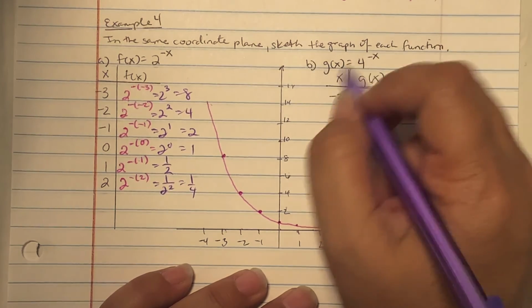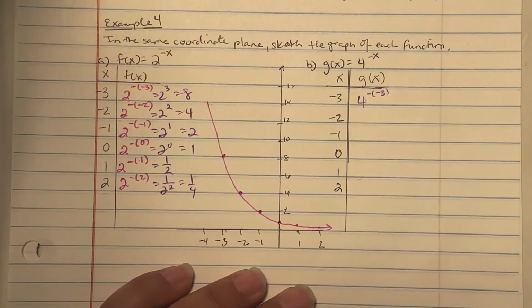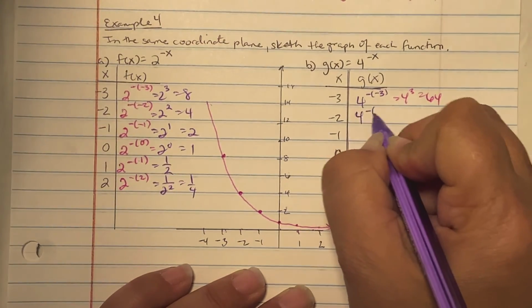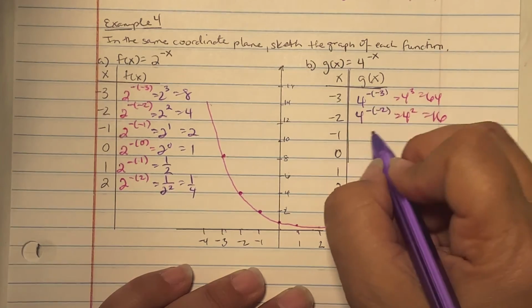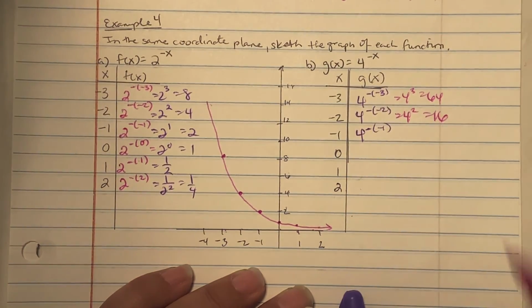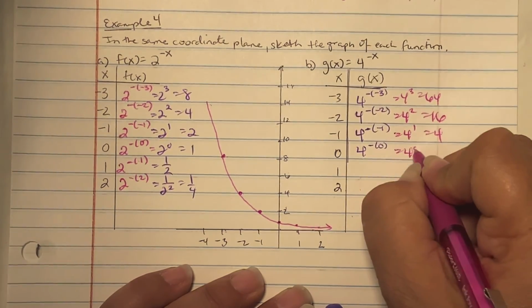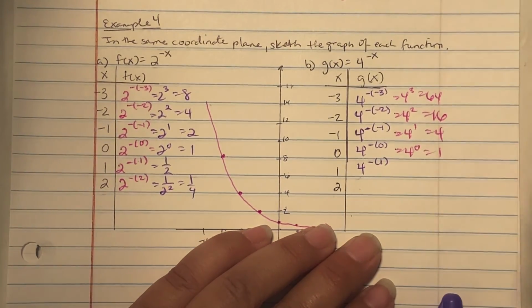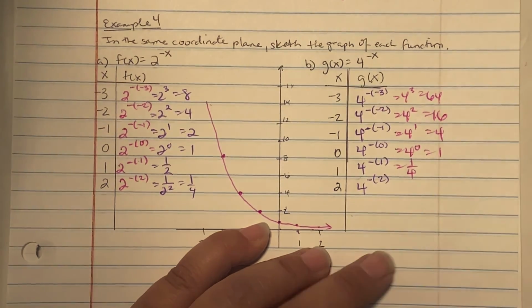Now we do the g of x equation. So we have 4 to the negative of -3. That gives us 4 to the third, that's +64. 4 to the negative of -2, that is 4 squared, which is 16. 4 to the negative of -1, that's 4 to the first, which is 4. 4 to the negative of 0, that is still 4 to the 0, which is a 1. 4 to the negative of 1, that is 1/4. 4 to the negative of 2, that's 1/4 squared, which is 1/16.